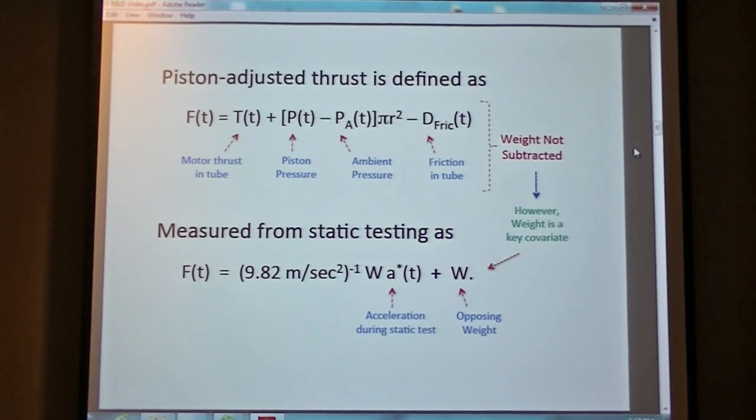Now, one of the things that I felt was quite elegant was that our static testing allows for a very easy way to calculate this piston-adjusted thrust. I don't need to tease out each of these terms, what the motor thrust in the tube is, what the pressure is. All I need to do is measure acceleration from the static test, and from that, this simple formula here will calculate the piston-adjusted thrust.